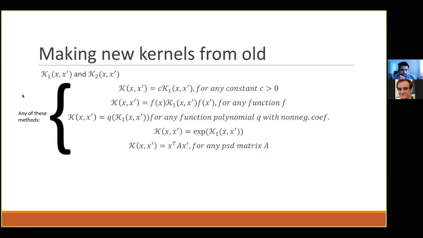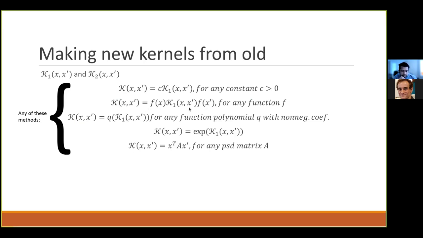Okay, now previously we have seen a lot of kernels, so we need to combine them to make new kernels. All these five equations that are shown here are valid ways to combine them. We can multiply the previous kernel with a constant, but this constant has to be greater than 0 to ensure the positive definite property that we mentioned before.